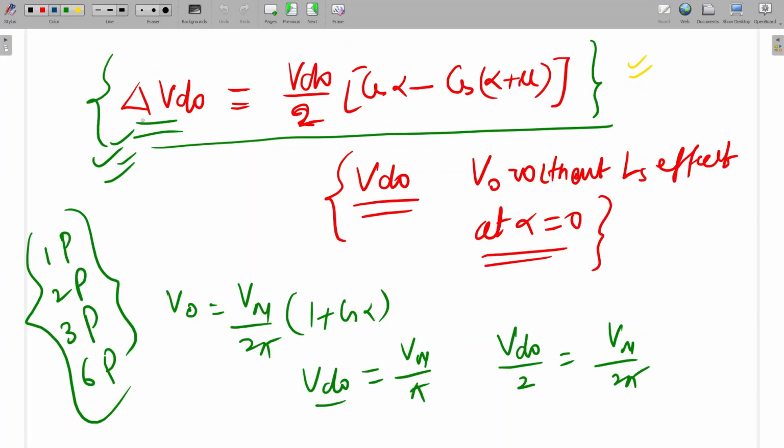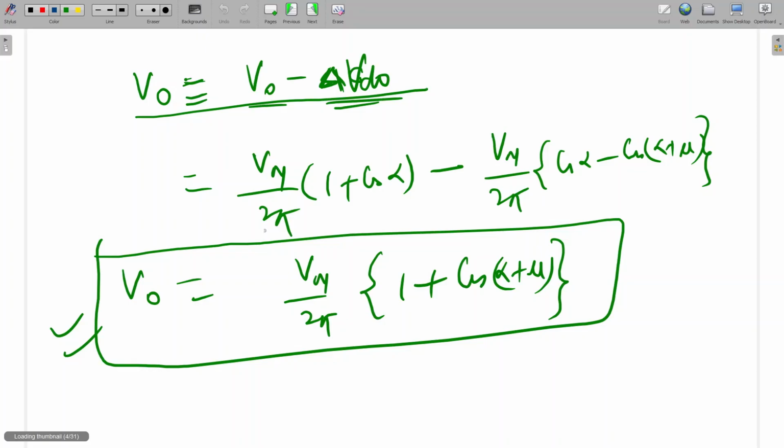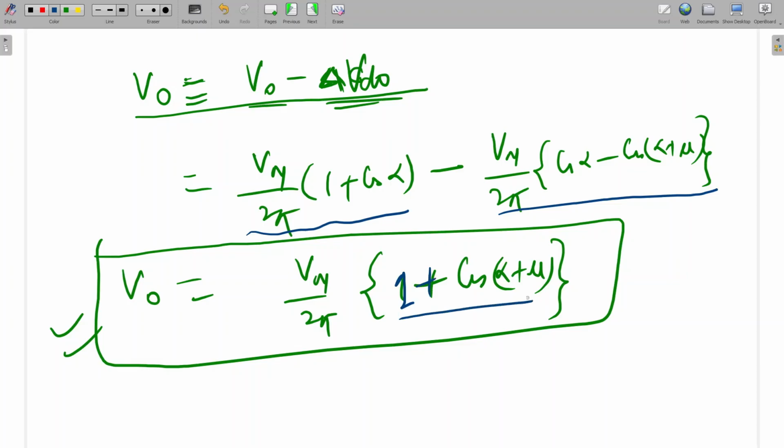So this is the delta VD0. Delta VD0 means the shaded region voltage. This was the shaded region, this was the actual voltage. This shaded region voltage we have already calculated. So what will be the actual output voltage? The actual output voltage means the voltage without the source inductance effect, minus delta VD0. If we subtract this, we get 1 plus cos alpha plus mu.